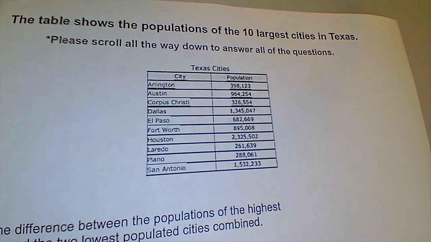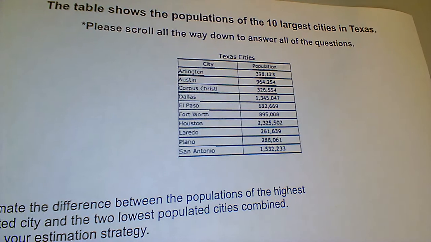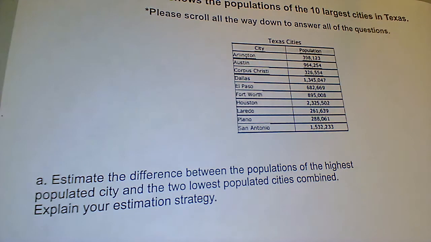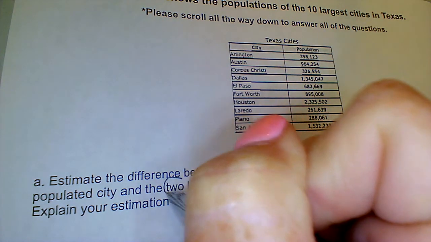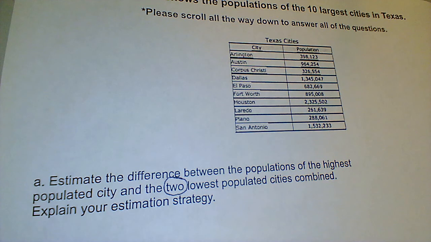A says estimate the difference between the populations of the highest populated city and the two lowest populated cities combined. So really quickly, I walked around to check how many of you were using cubes, and I didn't see a lot of you following that. So I'm going to do it, but I'm not necessarily going to explain every step. We're going to circle the 2 because remember yesterday my group in the morning didn't do that and we forgot that number.